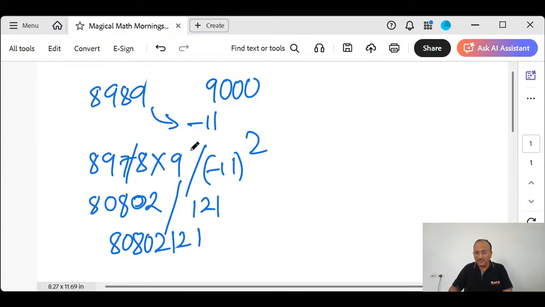Only one step, multiplying with the sub base. In multiplying with the base, if it is 2, we are doubling it. If it is 4, double and double it. If it is 5, into 10 by 2. These tricks we'll use. Into 9 or into 99 means what we'll do? We'll be taking the Nikilam Sutra method. Correct?